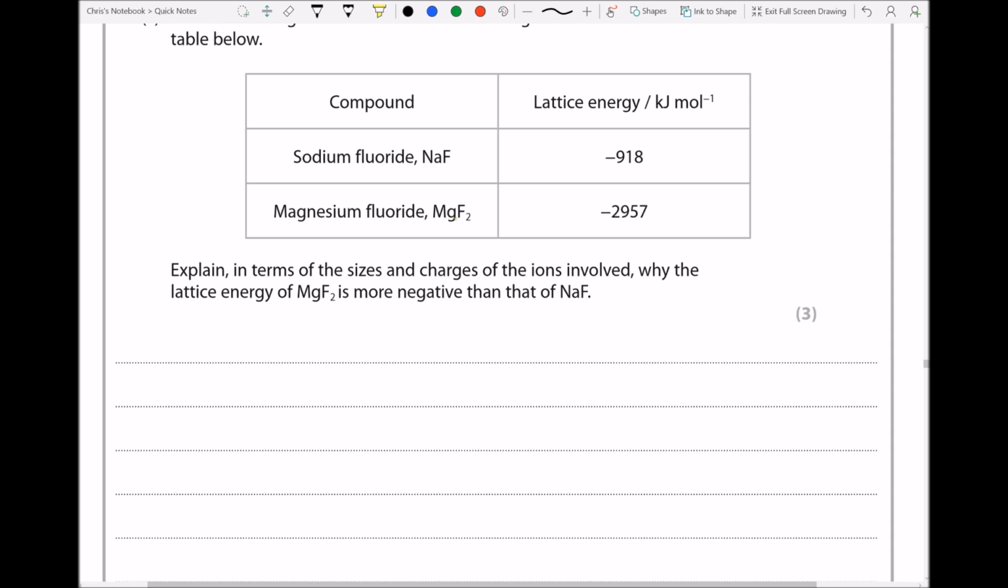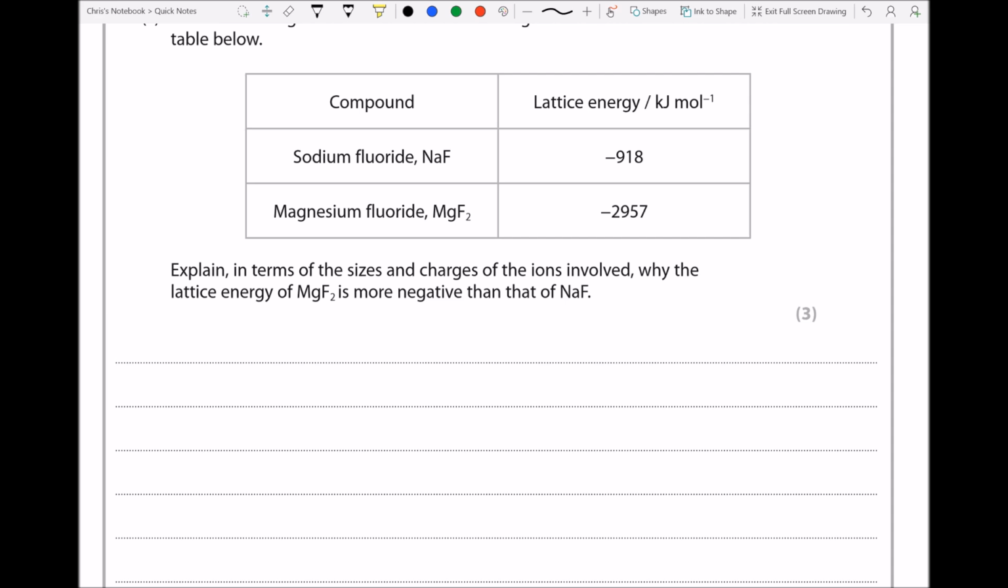Now, the reason why is that magnesium as an ion is smaller than sodium. It's got more protons, so it pulls the outer electrons further in towards the nucleus because it's got more protons than sodium. So therefore, it's going to have a smaller ionic radius.